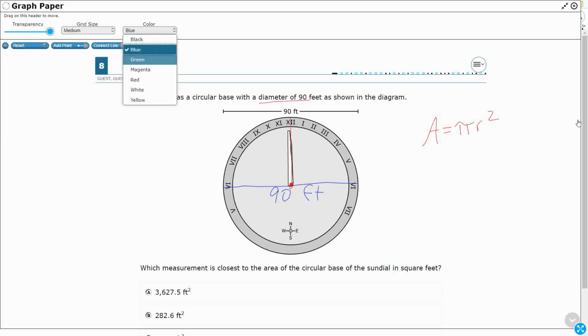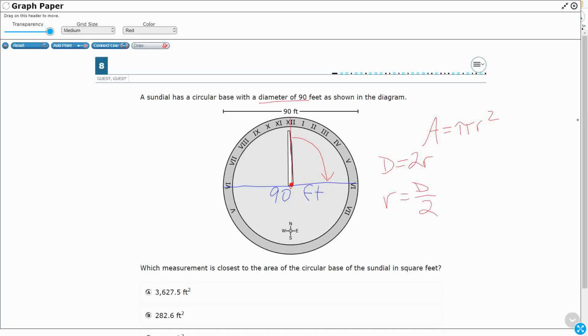But hopefully we see that if we take our radius, kind of move it down here, it's actually half of the diameter. So the diameter equals double the radius, or you could say the radius equals the diameter divided by 2. So let's take our diameter, 90. We're going to cut it in half, and that's 45. So this is going to be 45 feet. So now we can plug that in. A equals pi r squared is going to be pi and then 45 squared.